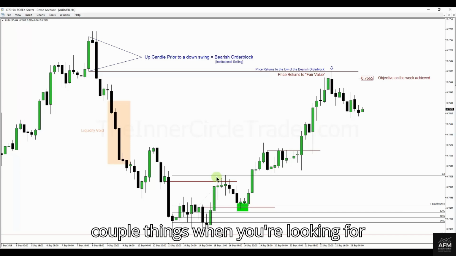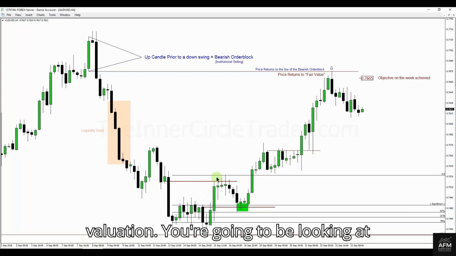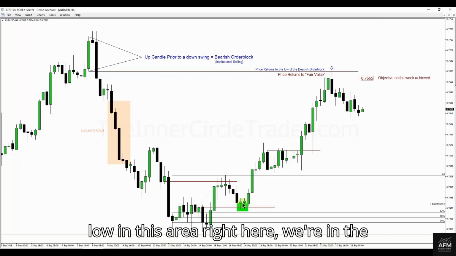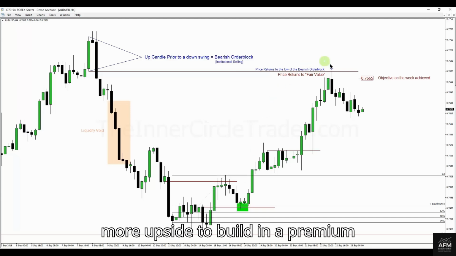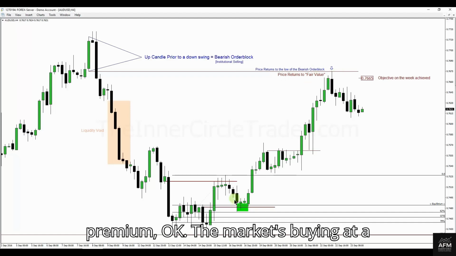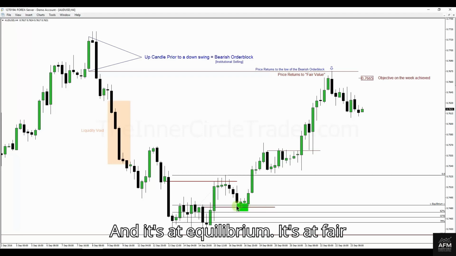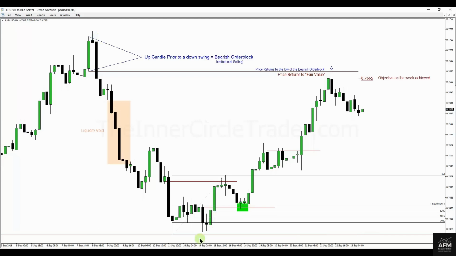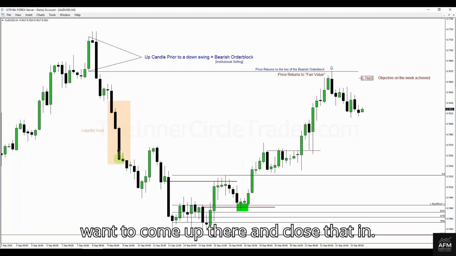So you're going to blend a couple of things when you're looking for high probability setups. To get fair valuation, you're going to be looking at the current range from high to low. In this area right here, we're in the lower end of that range. So we have a lot more upside to build in a premium, like we just discussed in the previous tutorial. Okay, the market will go to a premium. Okay, the market's buying at a discount. Okay, and it's at equilibrium. It's at fair valuation because we're in the low end of the range from this high to this low. And we have all of this open price action right in here. So the market's going to want to come up there and close that in.